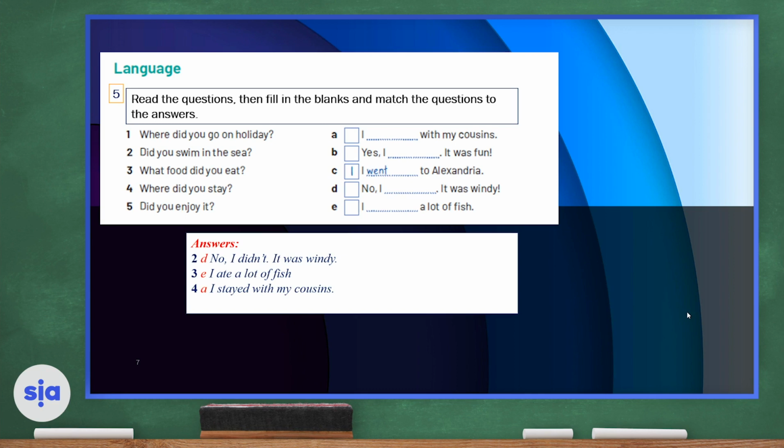Number 5, did you enjoy it? We need to find a word that expresses enjoyment or unhappiness. And of course, 5B. Yes, I did. It was fun. If you need to rewind and practice one more time, you can do so. Please take your time as much as possible.